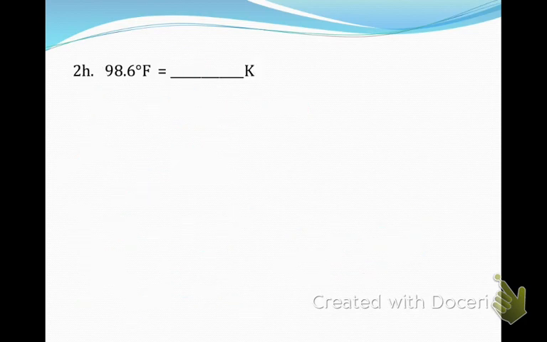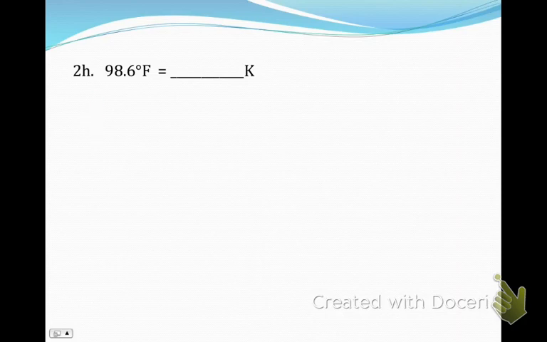Alright, so 2H. Go ahead and pause me, do this one on your own. Okay, so I can use the value that I had from before for degrees Celsius, because 98.6 degrees Fahrenheit is the same thing as I wanted before, except this time into Kelvin. Or I can just use those rearranged or plugged in values.